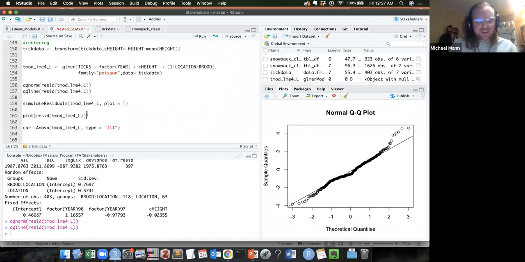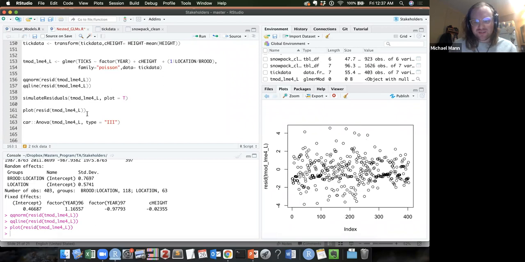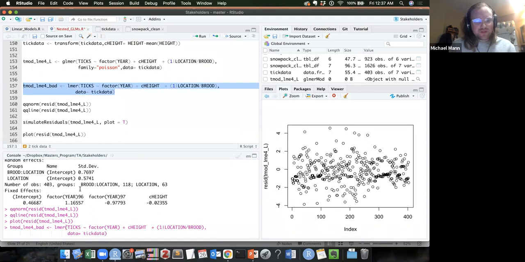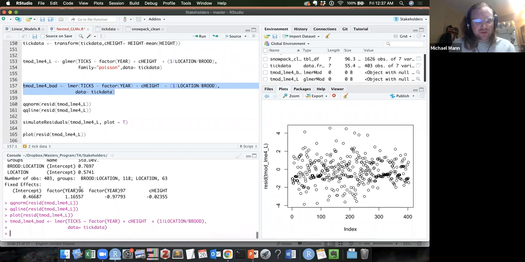But if we looked at, say, heteroskedasticity, this one's not too bad, right? That's because we already fit the GLM model. Let's rerun this without the GLM. Let's run an LMER and then compare the results. I'll just call it bad because it shouldn't work as well. We'll remove family equals Poisson. Sometimes with LMER, things will not converge, so that's where it wouldn't work.